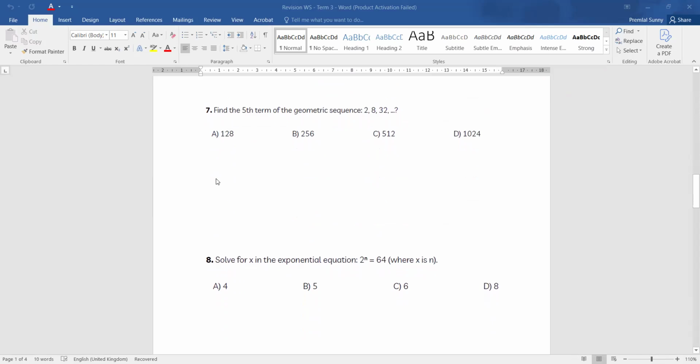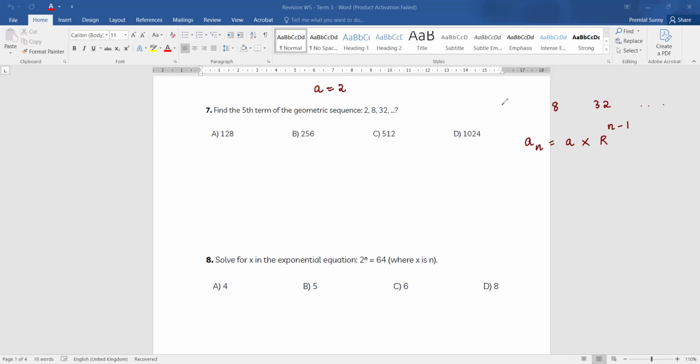Now find the 5th term of the geometric sequence 2, 8, 32, etc. Now first of all, we need to know the formula for the nth term of a geometric sequence. It is A times r to the power of n minus 1. Clearly, A here is the first term. So the first term here is 2. So we got A as 2.